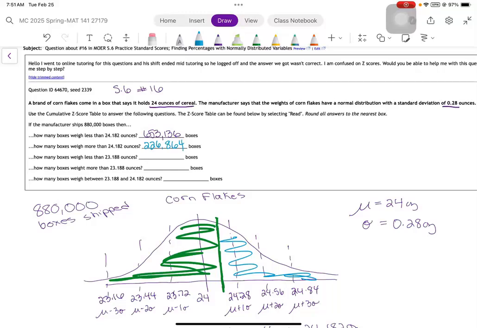When it says how many weigh less than 23.188 ounces, I'm going to do the exact same thing. Find a z-score, go to the z-table, calculate, and then I can subtract. The tricky part is probably this last one. So I'll pause here and then I'll make another video that does those last three.